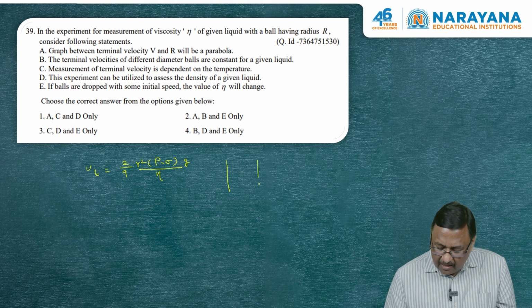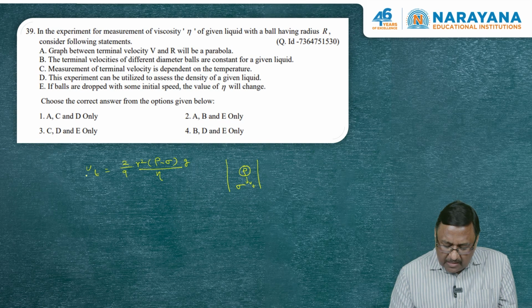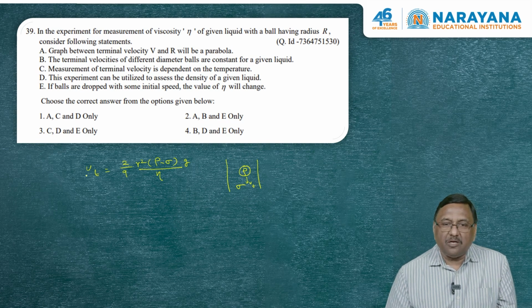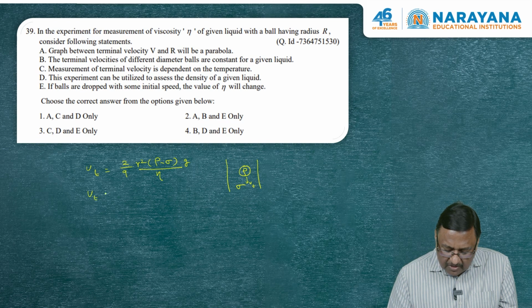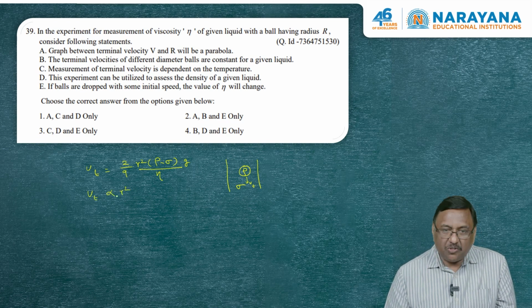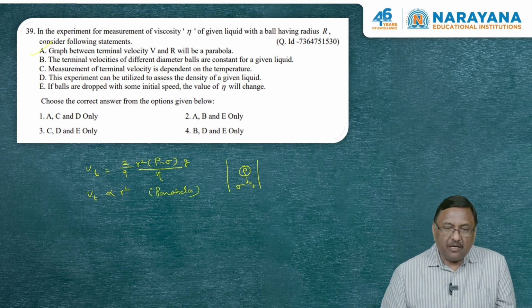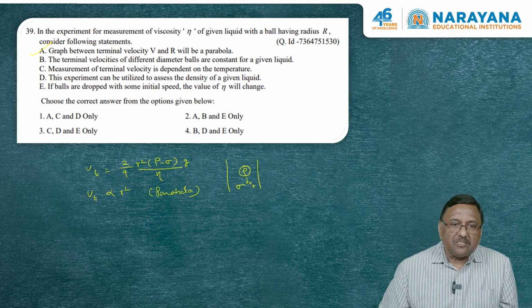So I can say this is the liquid, there is a body which has some density rho, and the liquid has some density sigma. In this case, it is coming down with its terminal velocity Vt. As the question is being asked, the graph between the terminal velocity V and r will be a parabola. Obviously Vt is proportional to r square. That means y is proportional to x square, which indicates a parabola graph. So it is a parabola. That means A is the right option or right statement.